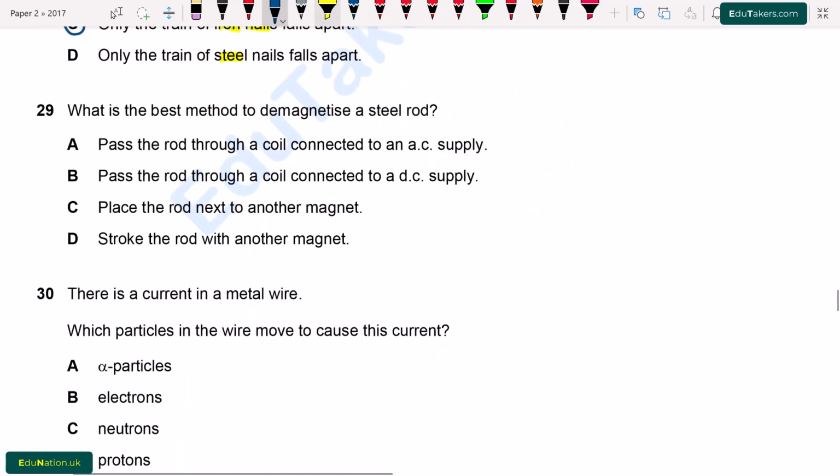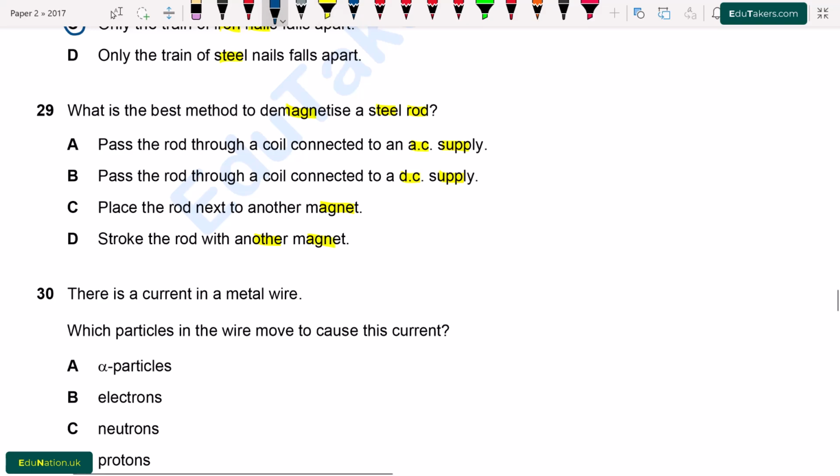Question number 29. What is the best method to demagnetize a steel rod? Here we have to demagnetize a steel rod. Option A, pass the rod through a coil connected to the AC supply. B, pass the rod through a coil connected to the DC supply. C, place the rod next to another magnet. D, stroke the rod with another magnet.